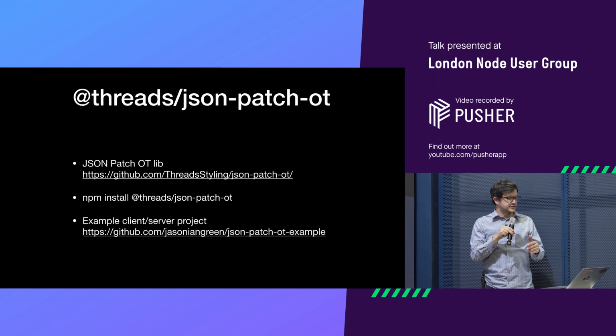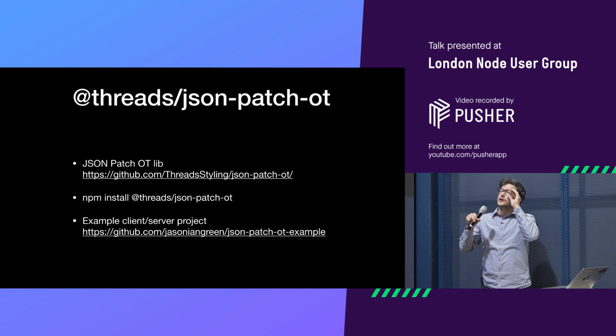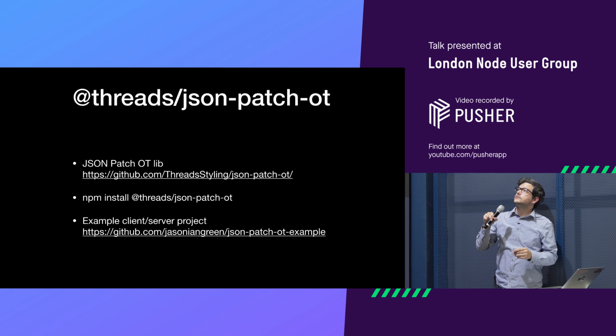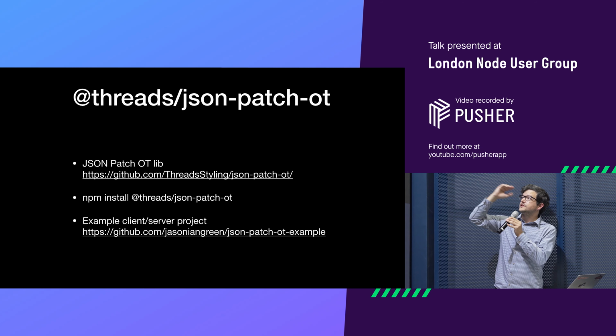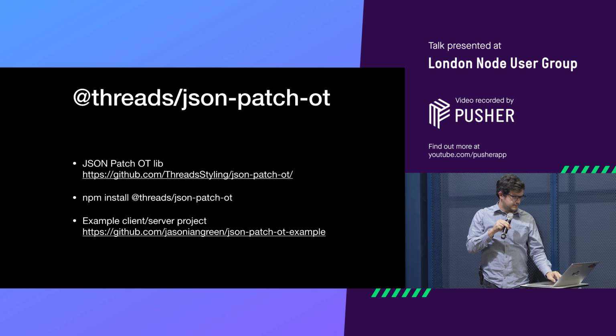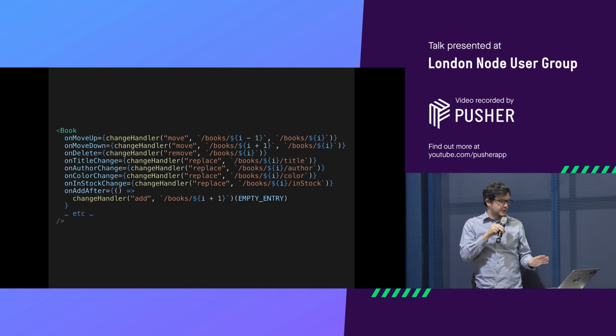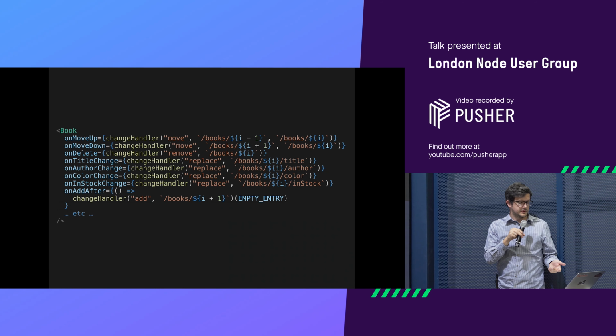So what this all has led to is a library called threads JSON patch OT. You can go and try that out, of course. There's an example. There's also an example client-server project, which we'll have a look at in a second. But basically, I'll just quickly show you what the code looks like inside that, the example.